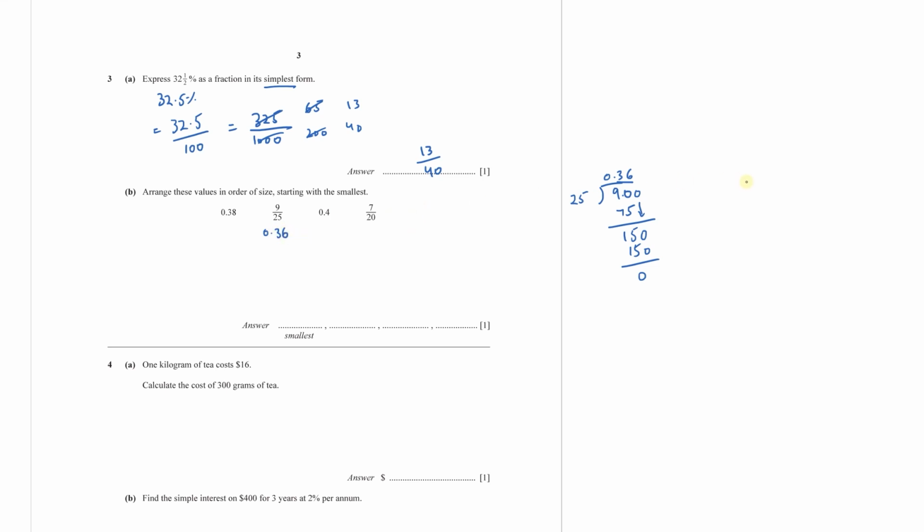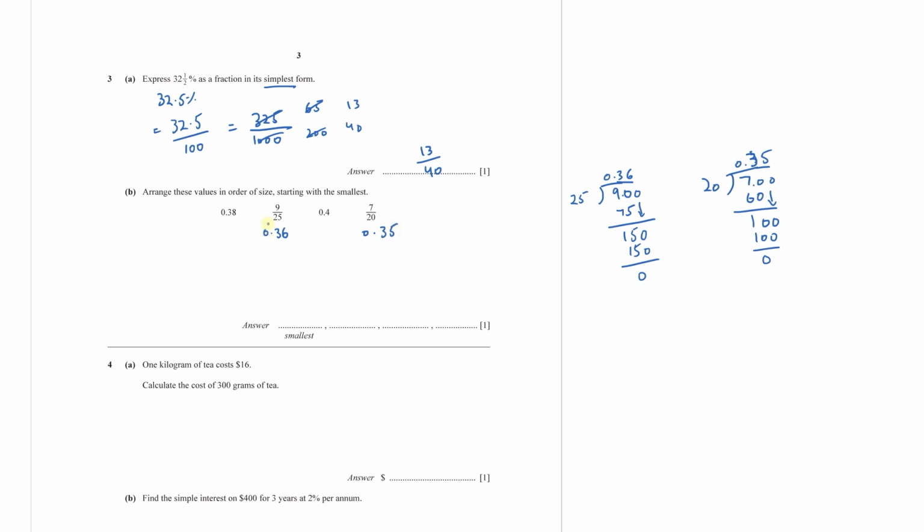And then 7 divided by 20 as well. So 0.0, 20 times 3 is 60. 0, 1, and then another 0. This becomes 100, and 20 times 5 is 100. So 7 by 20 is 0.35.